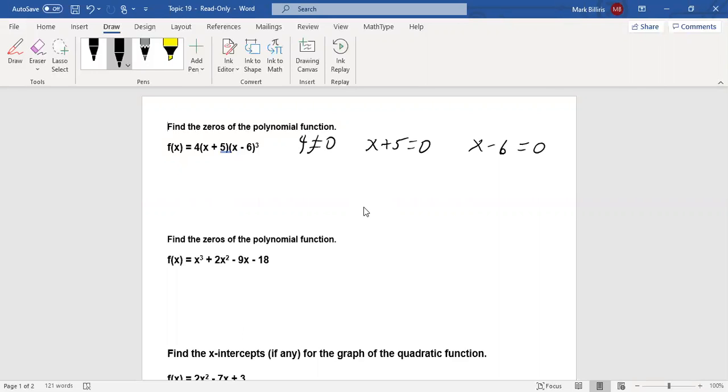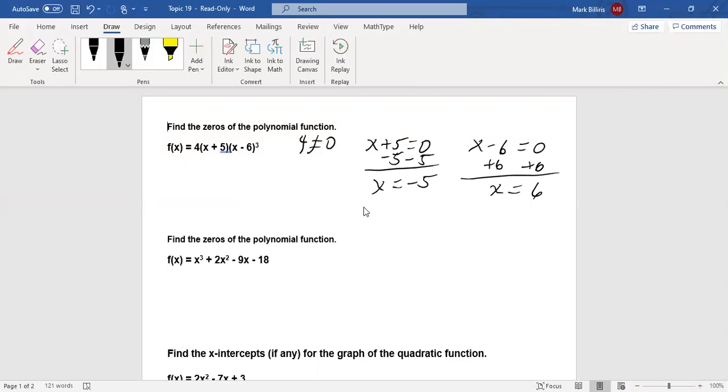So let's go ahead and just finish this problem. All we need to do in this case is solve each equation. So we're going to subtract 5, and that gives us x equals negative 5 is one of our zeros. And for our second zero, we're going to add 6. So our second zero is a positive 6. So for this polynomial function, we have 2 zeros.